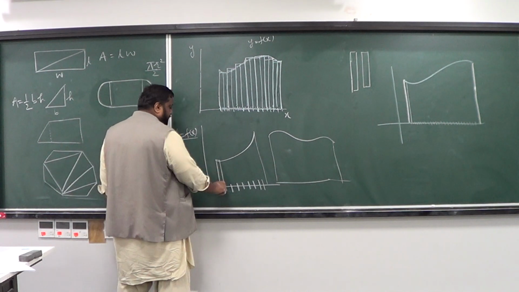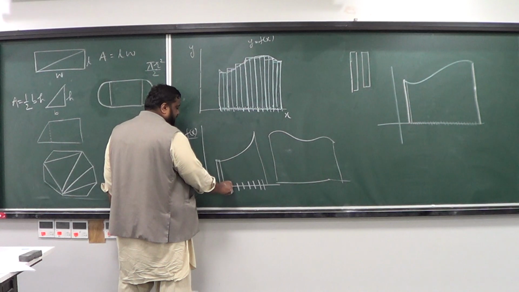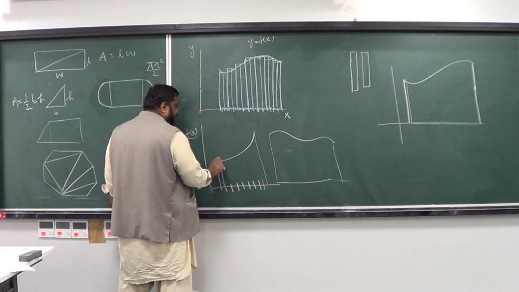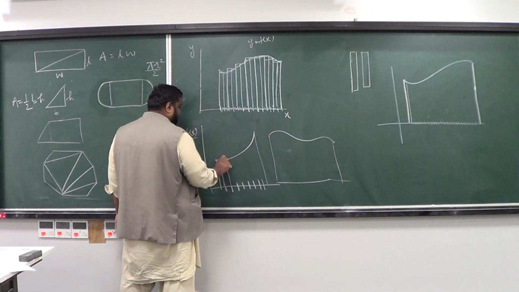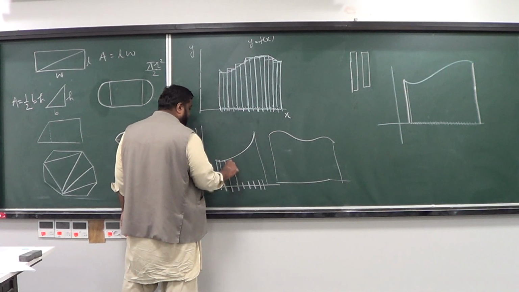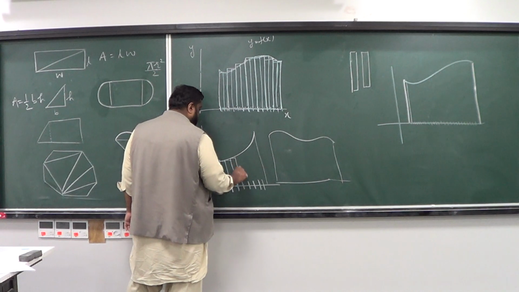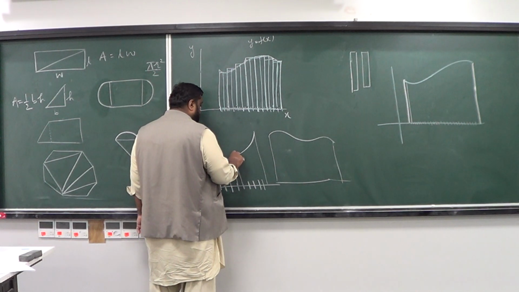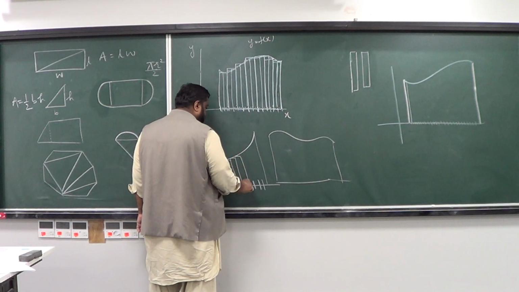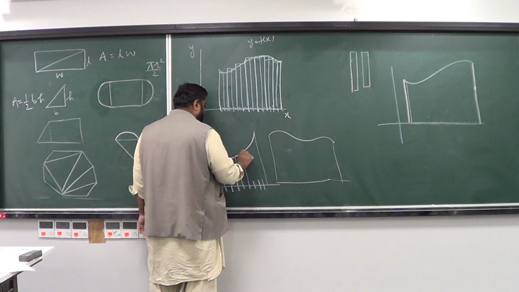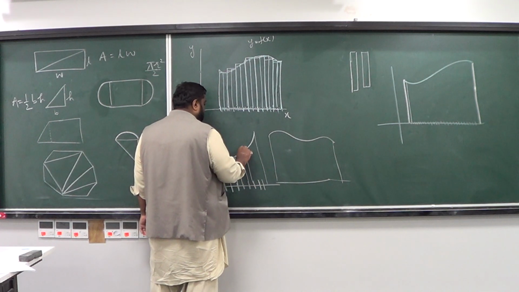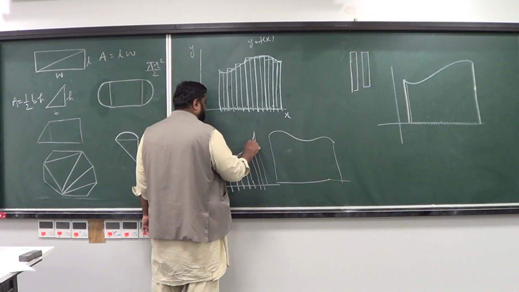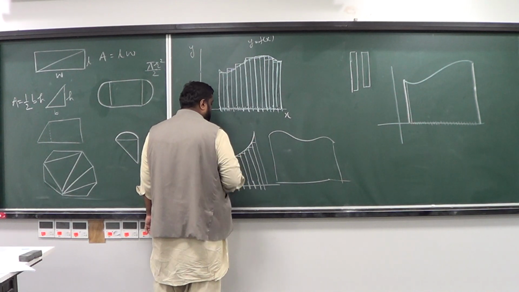Then in the next interval, take the left end point, see the value of the curve there, and make a rectangle of this height. Again, left end point, its value, make a rectangle, and so on for each interval.